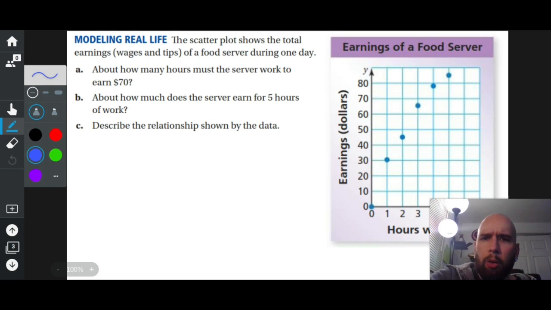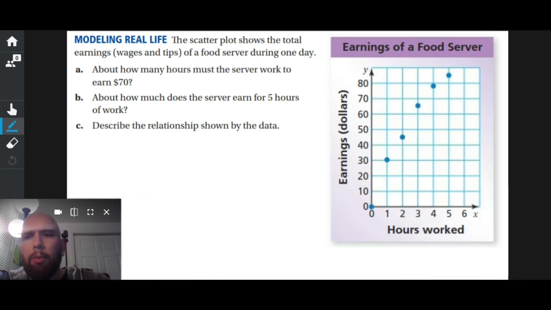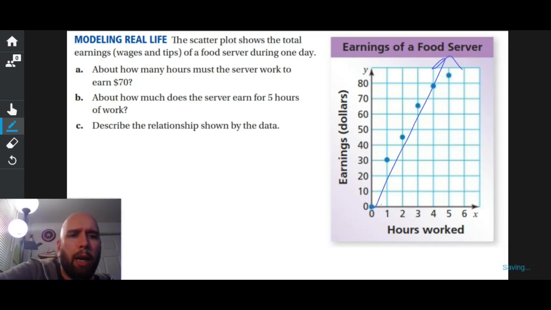Okay, so what do we have here? We have the scatter plot shows the total earnings of a food server in one day. So it looks like they make nothing if they work 0 hours. That makes sense. And then it just goes in that direction. So it's a positive correlation. The more hours they work, the more dollars they make.